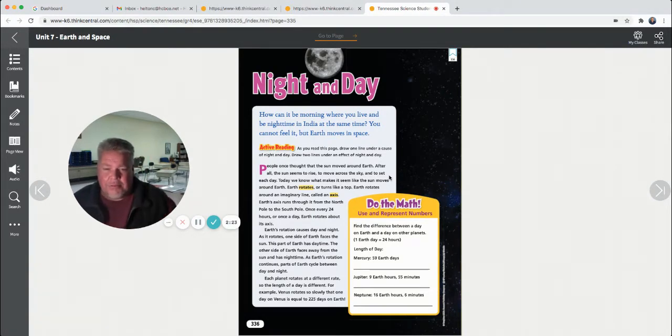Okay? Earth's rotation causes day and night. As it rotates, one side of the Earth faces the sun. This part of the Earth has daytime. The other side of the Earth faces away from the sun and has nighttime. As Earth's rotation continues, parts of the Earth cycle between day and night. Each planet rotates at a different rate, so the length of day is different. For example, Venus rotates so slowly that one day on Venus is equal to 225 days on Earth.